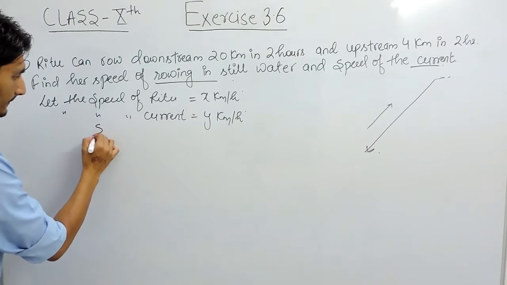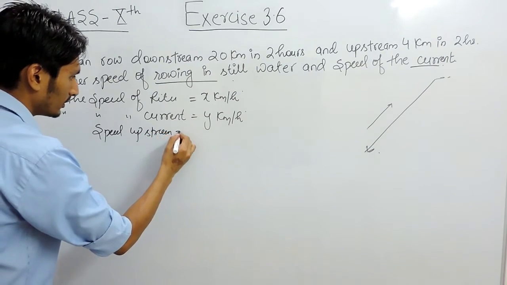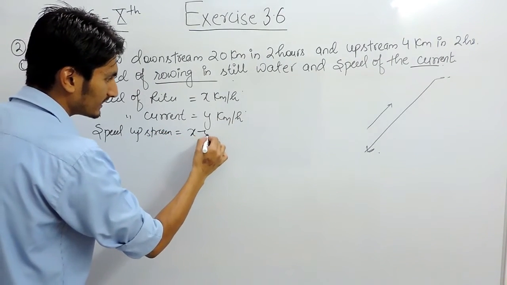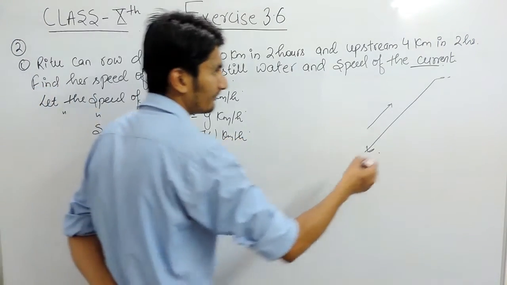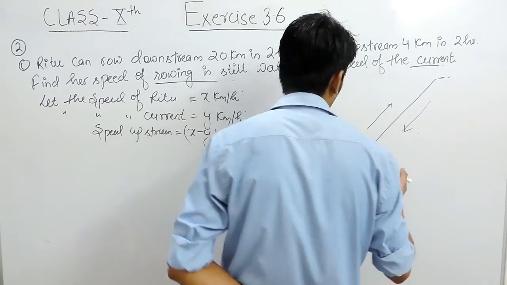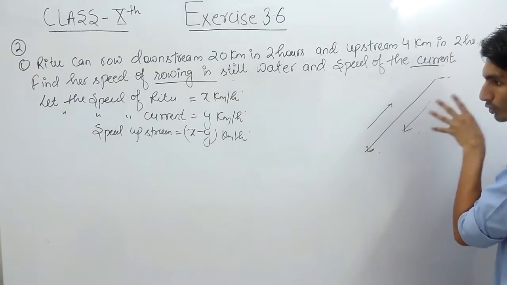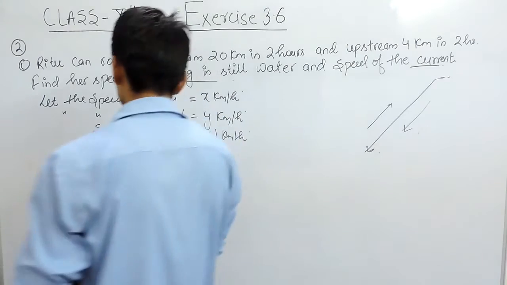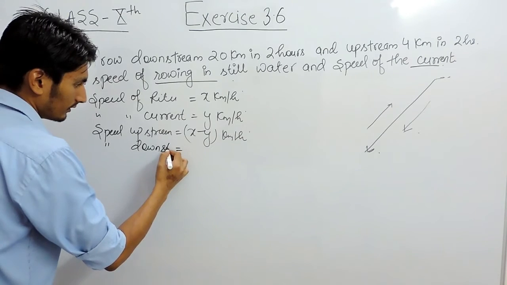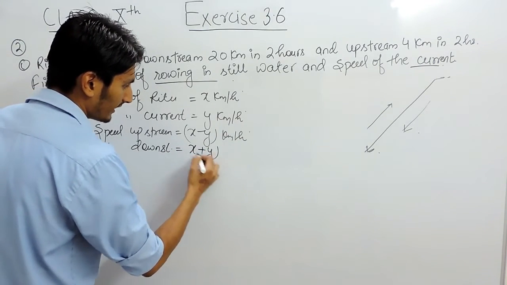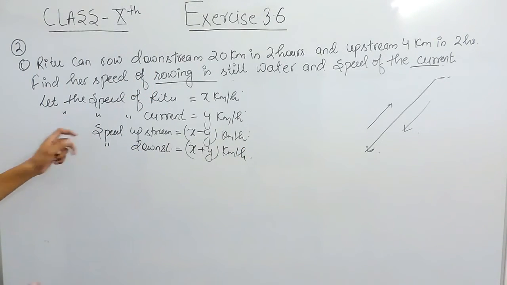So the speed upstream should be less. So that should be x minus y km per hour. And clearly, if I am coming downstream, means I am coming with the flow of water, so obviously my speed should be more. So coming downstream, the speed downstream should be equal to x plus y km per hour. We know the speed is this much.